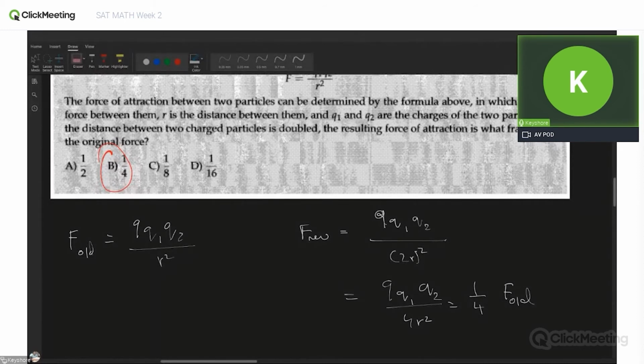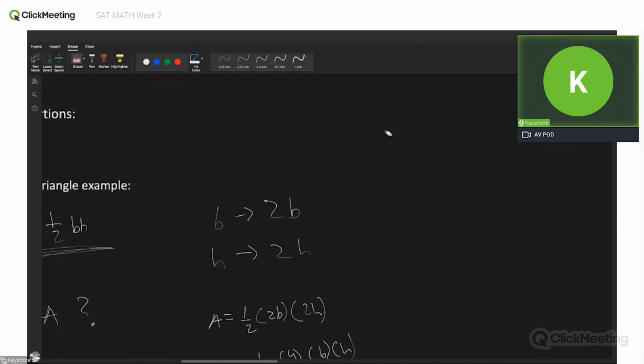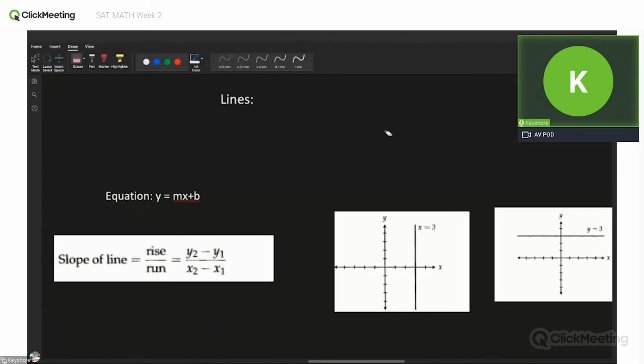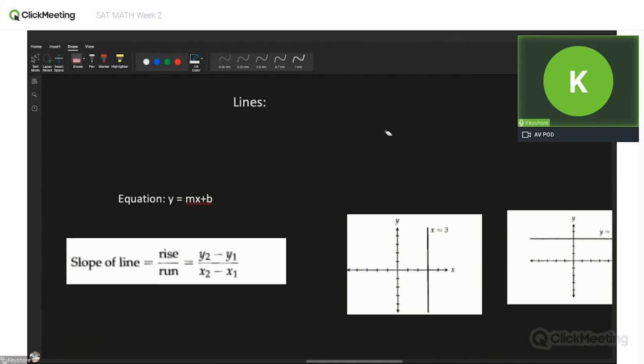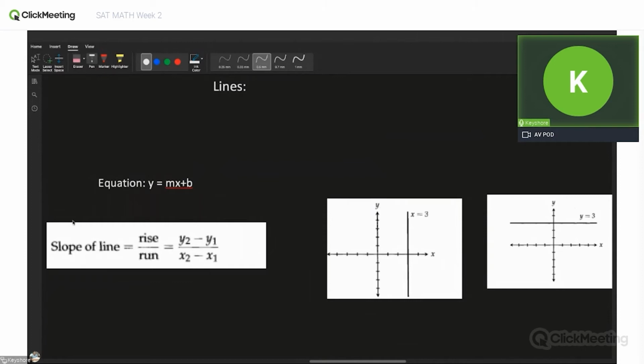All right, that's good. Okay, so let's go to the next question. It seems that I don't have anything else for ratios. That's good. Okay, so the other bigger concept is going to be lines. So we'll just look at a quick concept overview of what lines is.